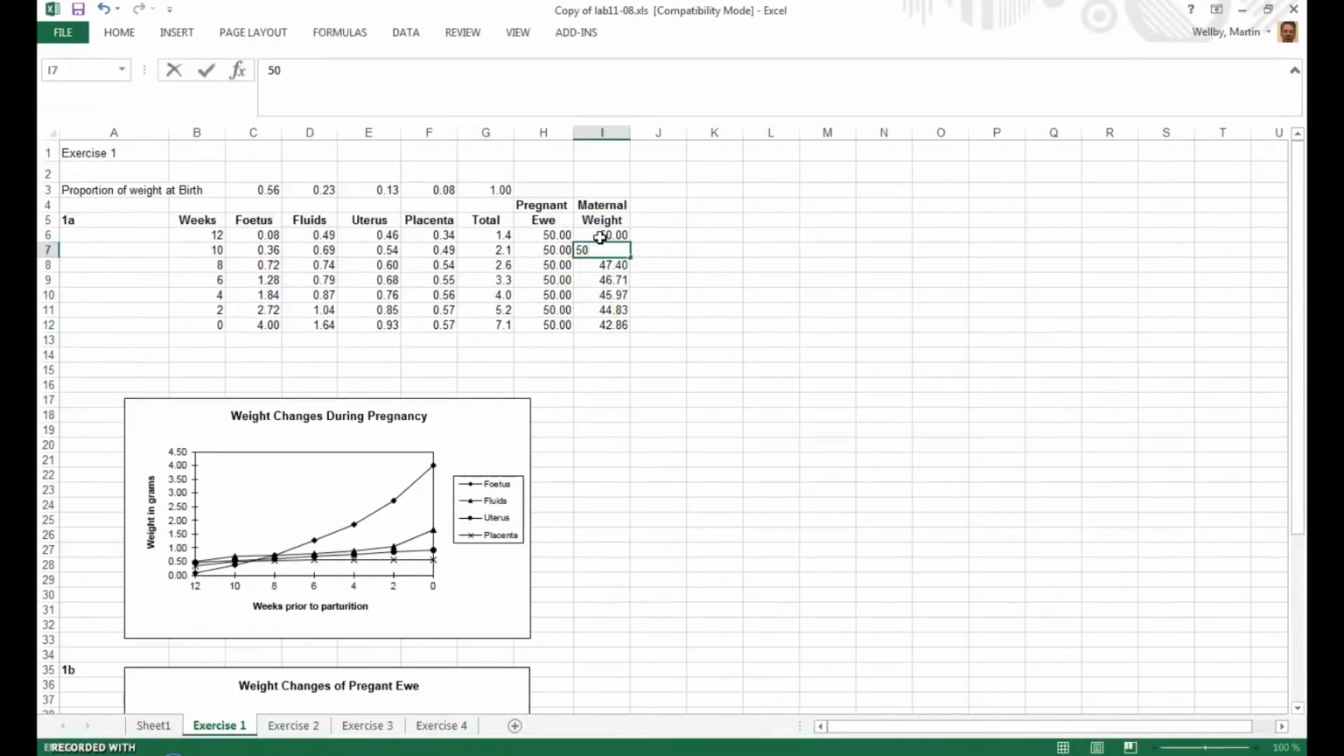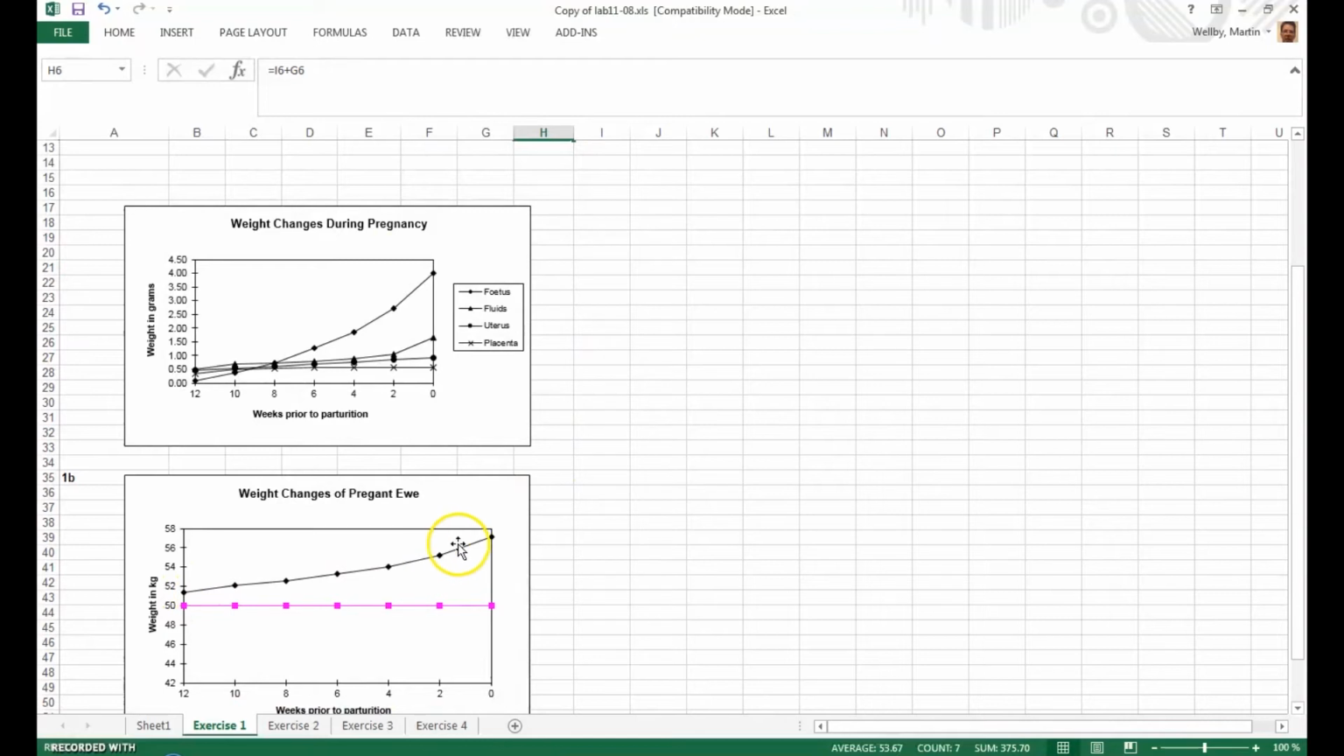If I want to keep my mother in the same condition that she was at the start of these 12 weeks, I need to make her weigh 50 kilograms plus this column here. So I need to increase her weight in that sort of fashion. Every time I weigh her, she needs to be tracking along that line, and that will keep the condition of the mother, the weight of the mother, the same.